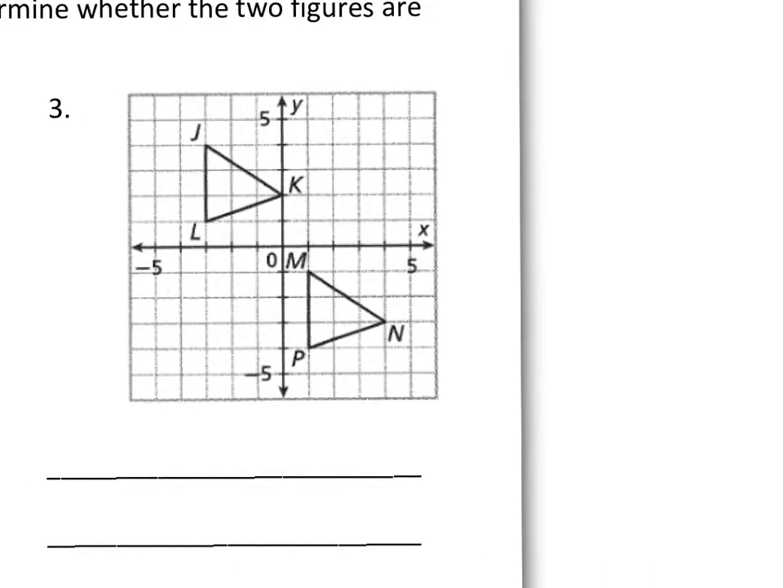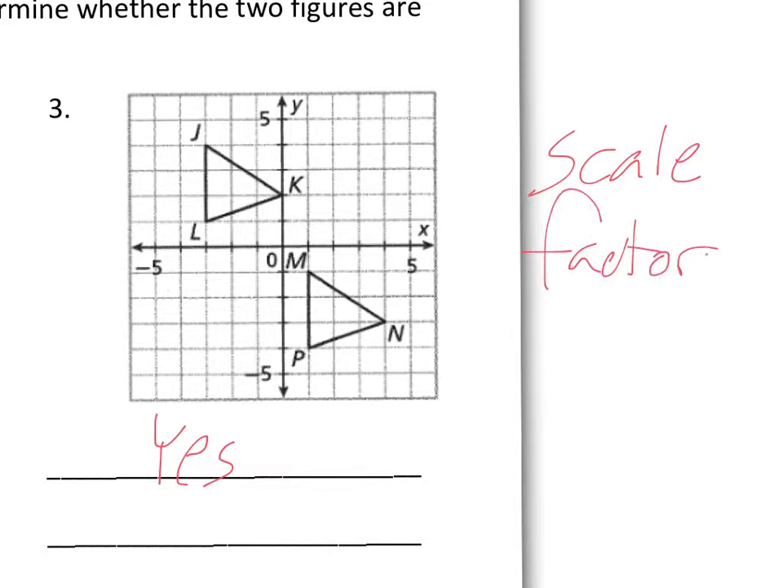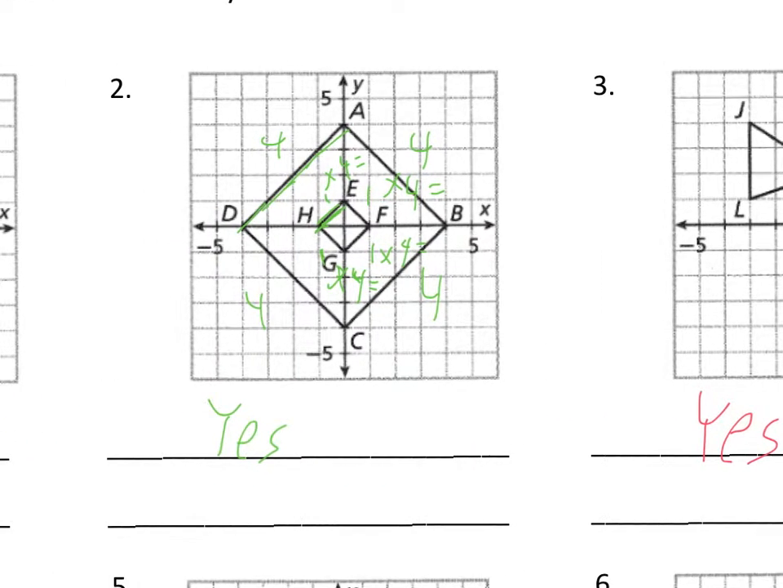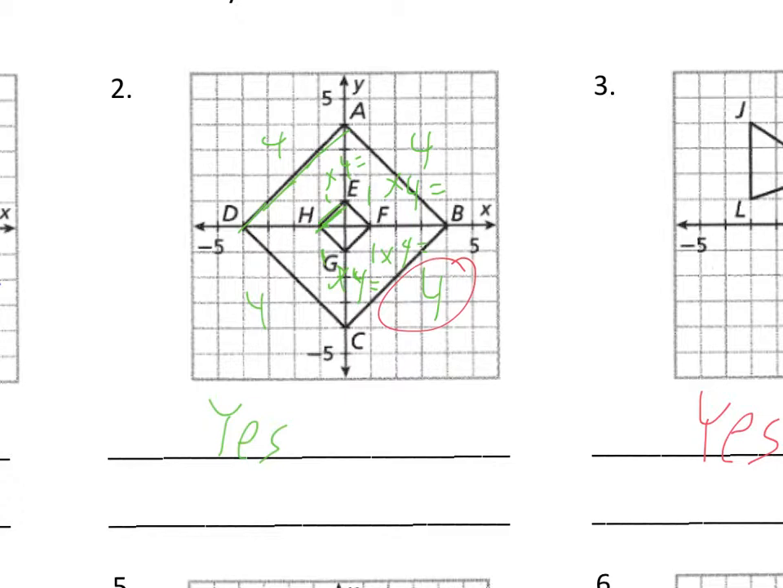These two triangles, they are congruent, and remember that congruent triangles are similar. So yes. What would the scale factor be if they were congruent? Remember, if they're congruent, the scale factor would be 1. How about this one? What would the scale factor be here? Well, we went from the small square to the larger square. If it was getting bigger, then the scale factor would be 4, because it's 4 times as large.